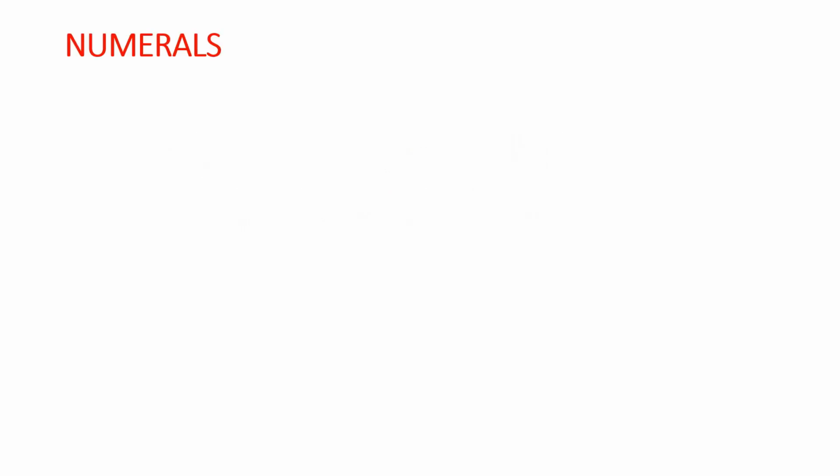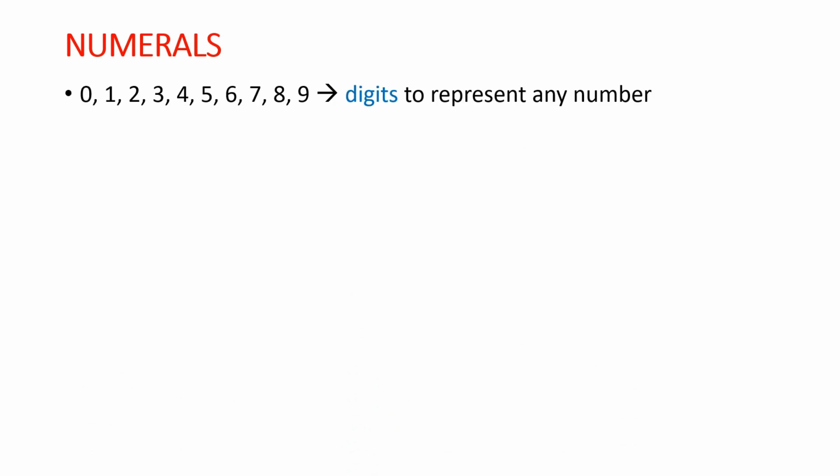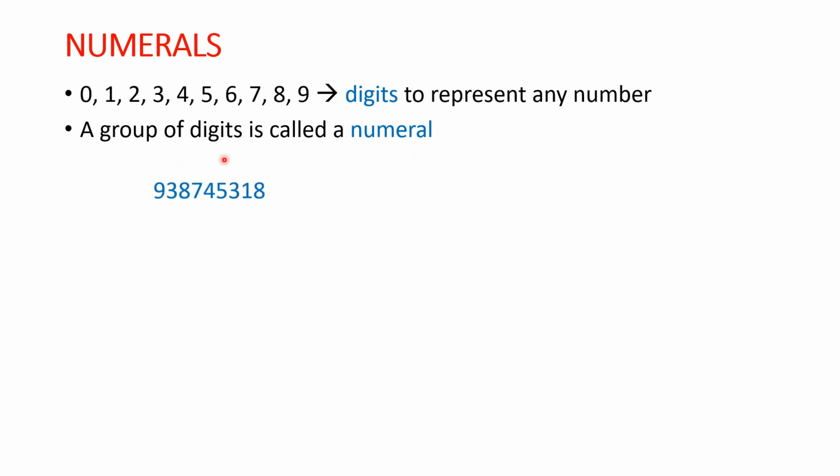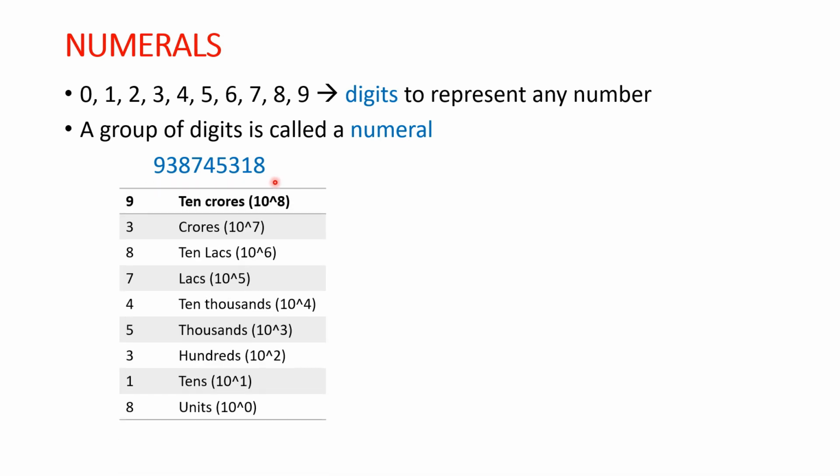Let's start with numerals. To represent any number, we are using digits and the digits are from 0 to 9. To create a numeral, we are grouping up the digits. This is an example of a numeral and it is made up of the digits 938745. Let's see the expansion of this numeral.